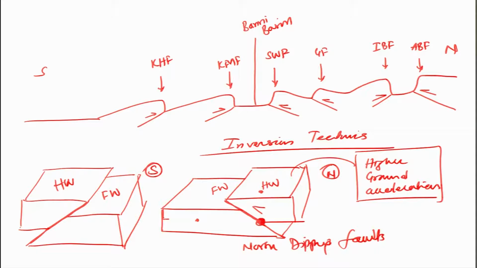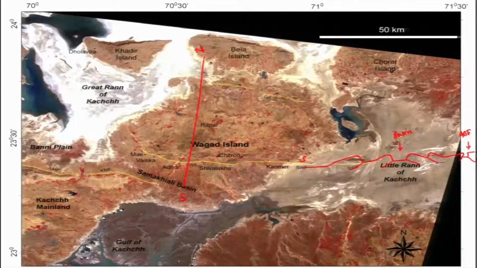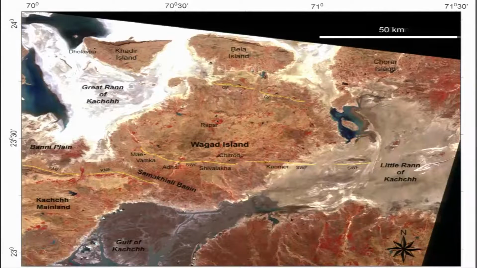Okay. So, this was in short what I wanted to say, and this is applicable wherever you are studying a fault. What is the dip, and in which direction is it dipping? That is important for us. If you look at this part here, the South Wagad, then what we see is that the South Wagad fault is showing the scarp facing towards south, and the Kachchh Mainland fault is showing the scarp which is facing toward north.